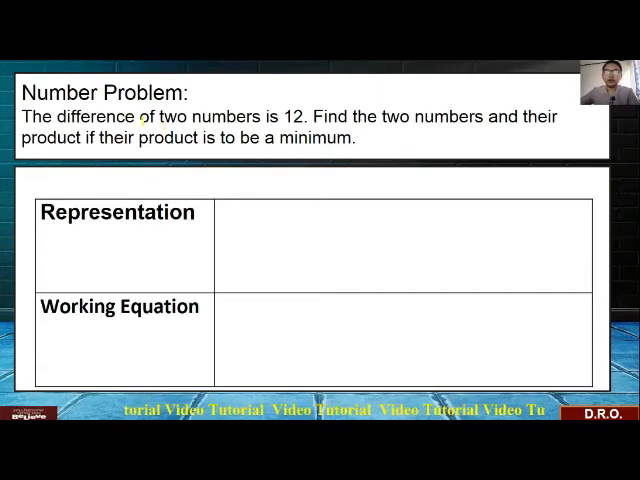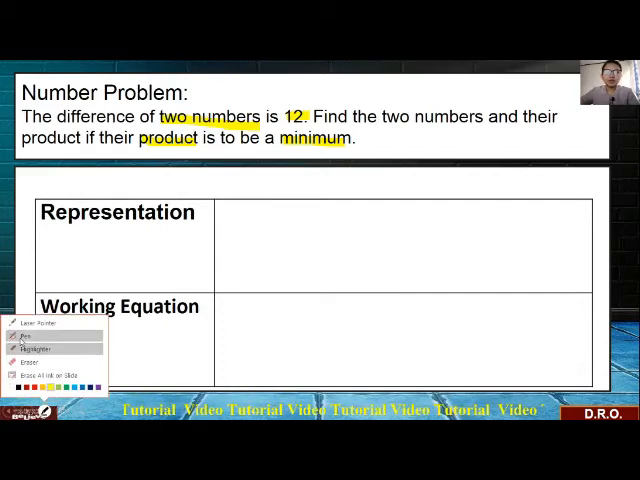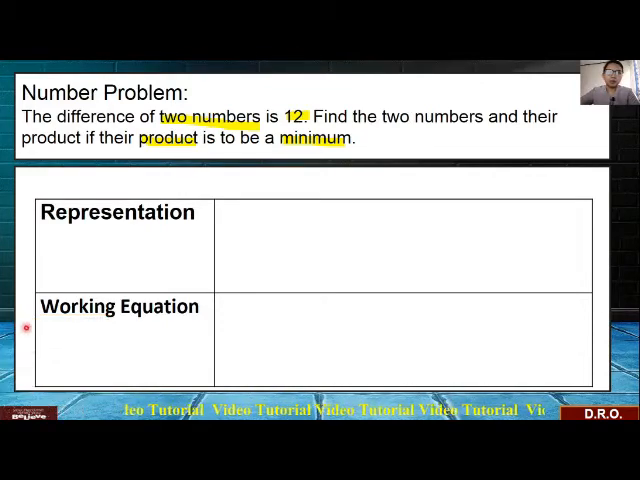So for the given, in our problem, we have here two numbers. The difference of those two numbers is 12. And then their product is to be a minimum. So let us now represent the given in our problem.